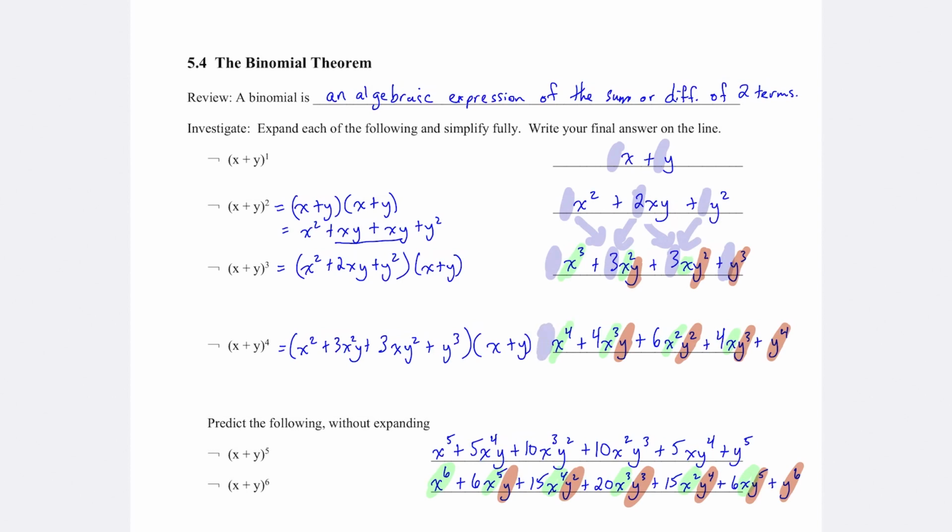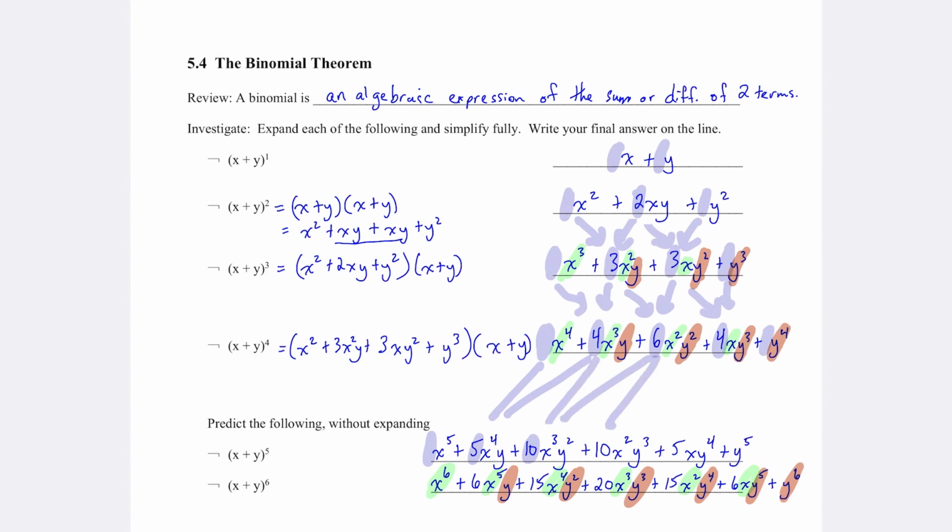Here we have a 1, then we have a 4, which is the sum of 1 and 3. And we have 6, which is the sum of 3 and 3. And we have the 4 here, which is the sum of a 3 and a 1. And then here we end off with a 1. And we have a 1, 5, 10. And you'll notice again, these are the sums. So 1 plus 4 is 5, and 4 plus 6 is 10, and 6 plus 4 is 10, and 4 plus 1 is 5, and then lastly we have our 1 again.